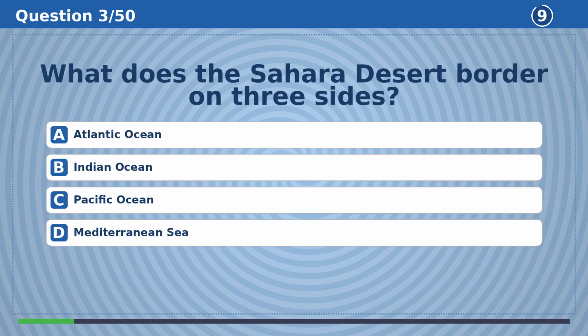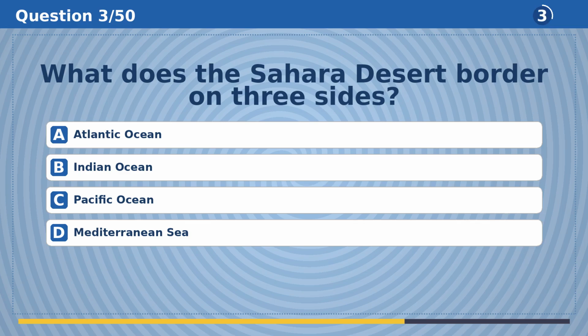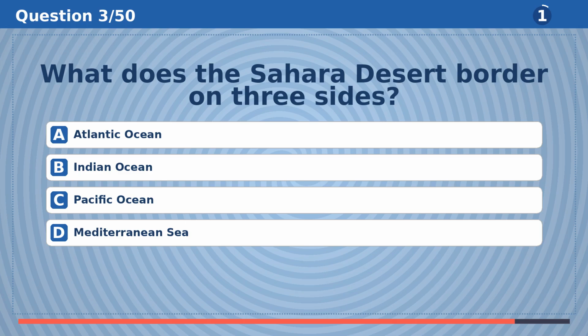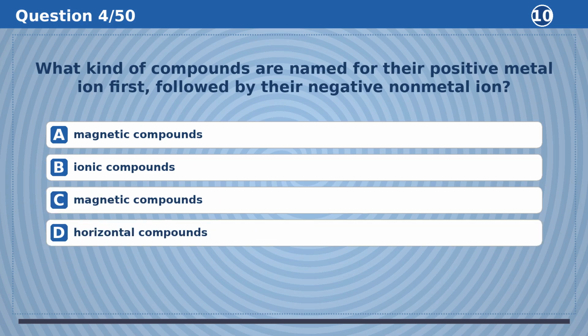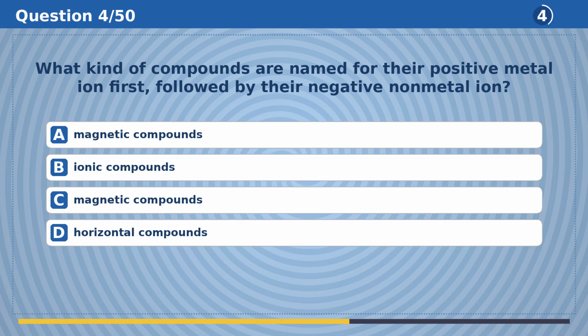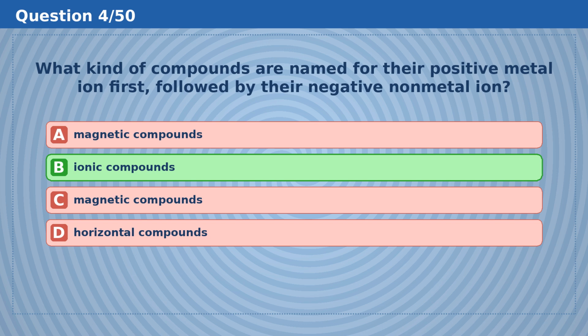What does the Sahara Desert border on 3 sides? The answer is A. Atlantic Ocean. What kind of compounds are named for their positive metal ion first, followed by their negative nonmetal ion? The answer is B. Ionic compounds.